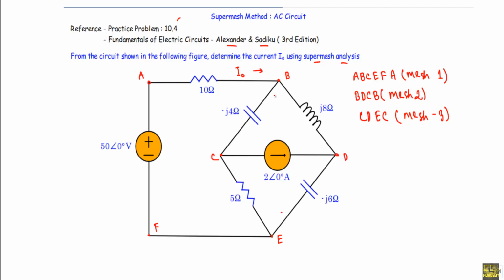mesh 2 and mesh 3 we have this current source of 2 phase angle 0 degree ampere, and we do not have any other current source in their outer loop, so mesh 2 and 3 form a supermesh.